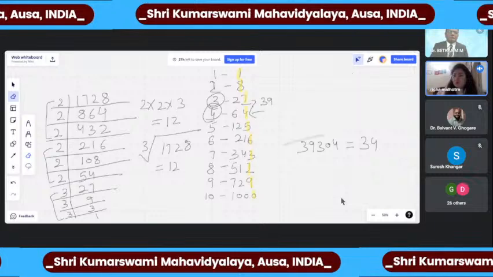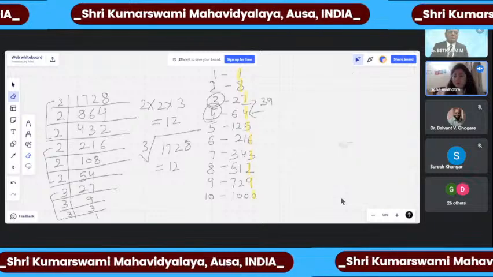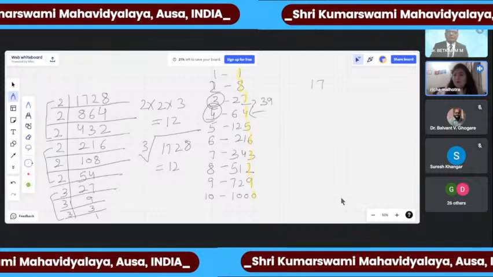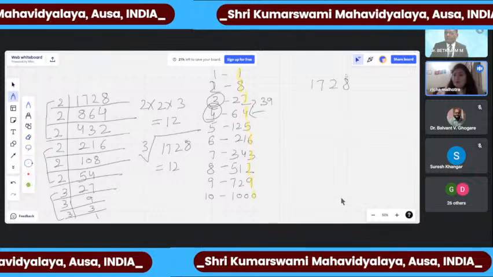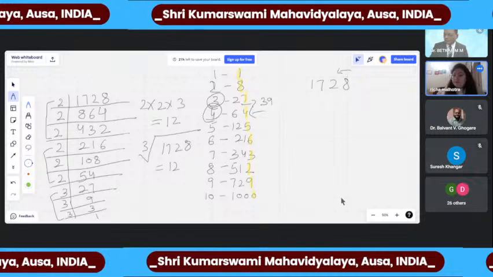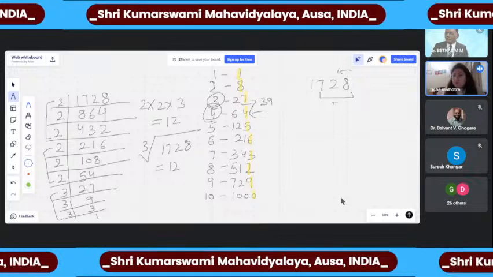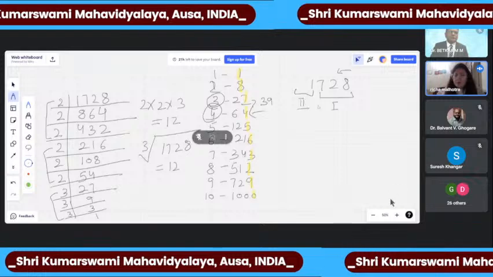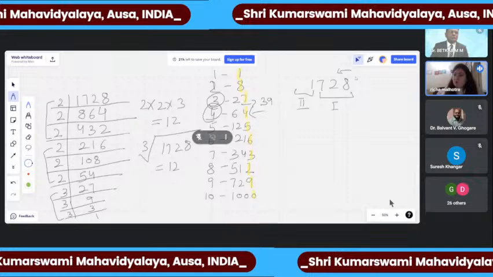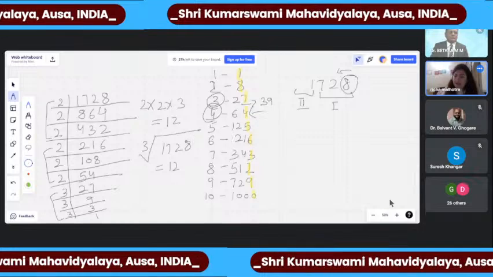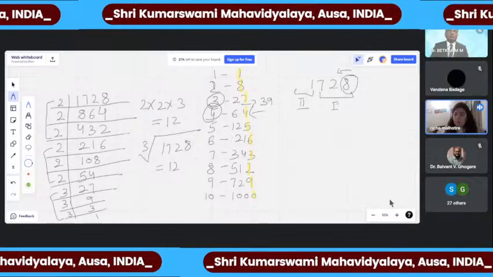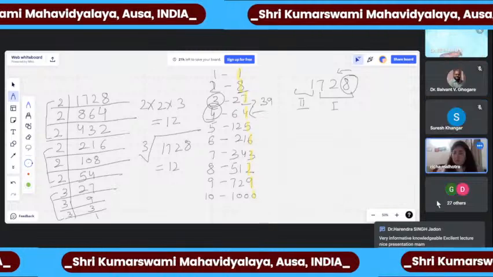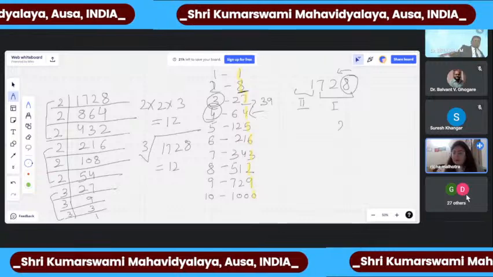So now if I go with this 1728, right? Again, I have to make a group from the right side. So I make a group. This is my group 1, and whatever is left is going to be in my group 2. So again, I'm looking at its unit place. It's 8. Okay, where is it coming? It is coming at the unit value of what? It's here. So I'm going to pick 2.